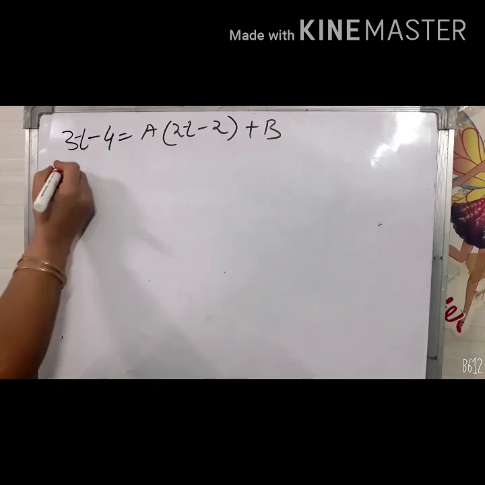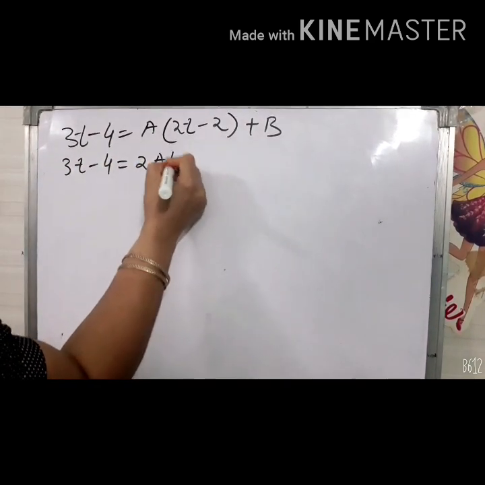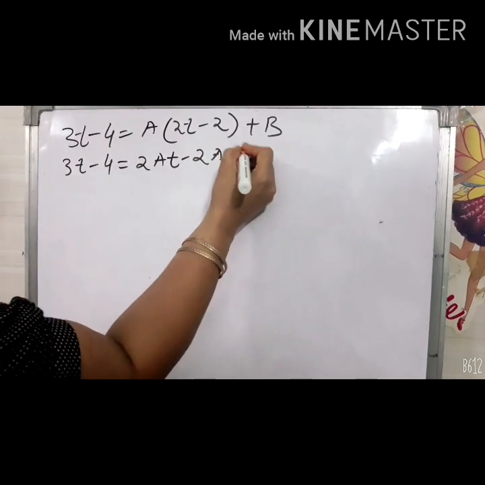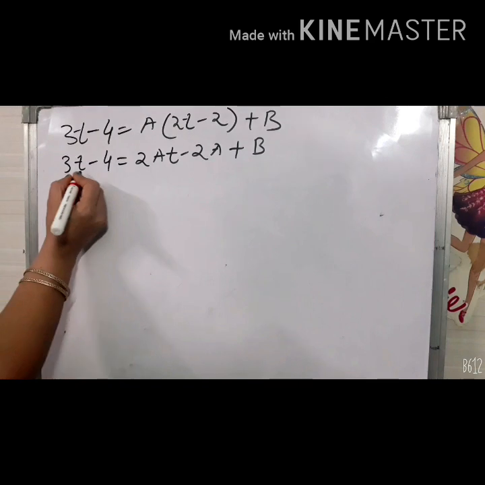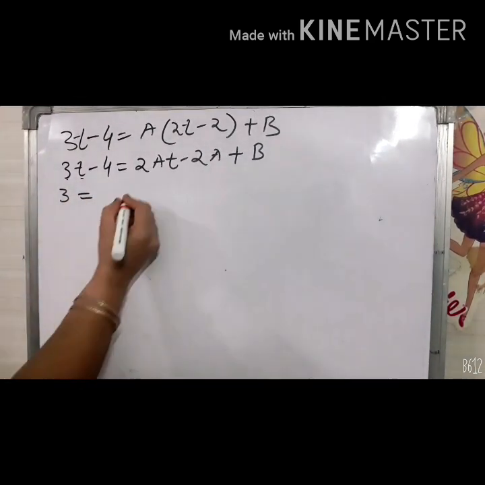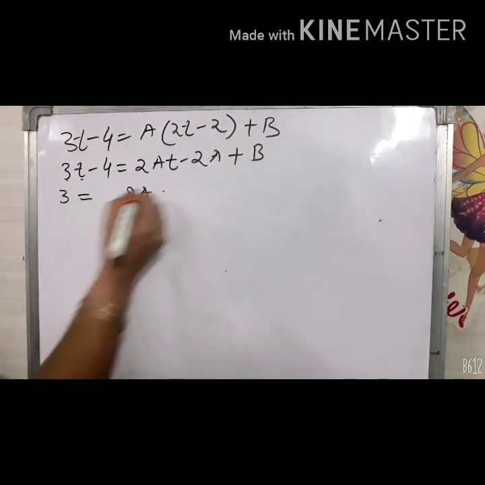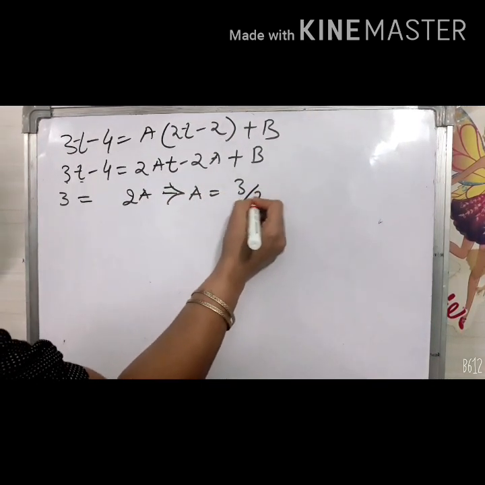Now what will I do? I will open the bracket first: 2at minus 2a plus b. We will compare the values. How? The coefficient of t is 3 here. What is the coefficient of t on the other side? Only 2a. So this implies that a will become 3 by 2.